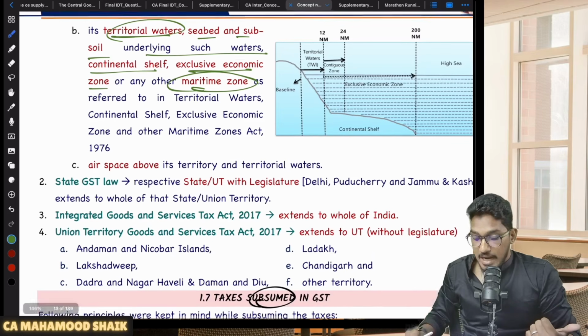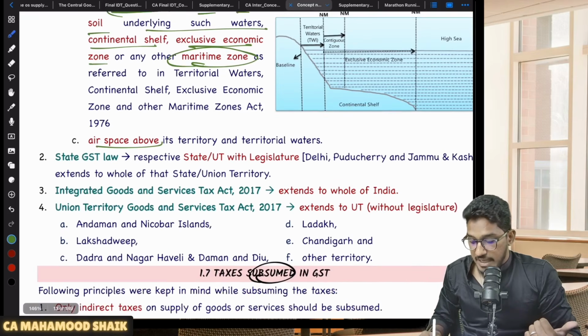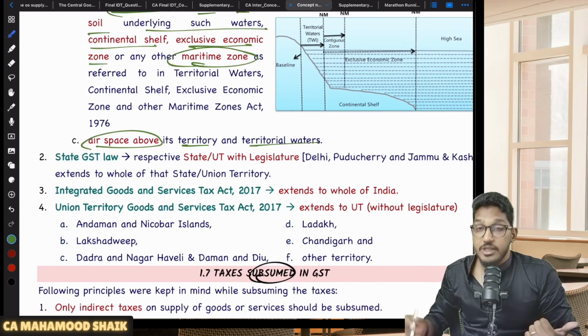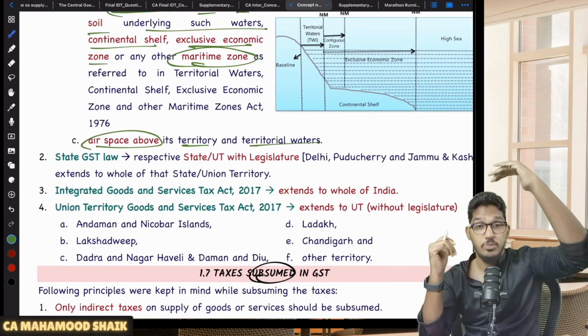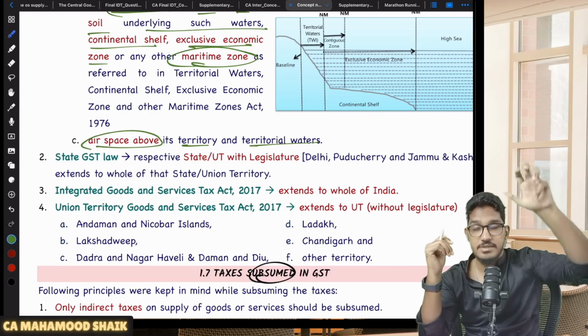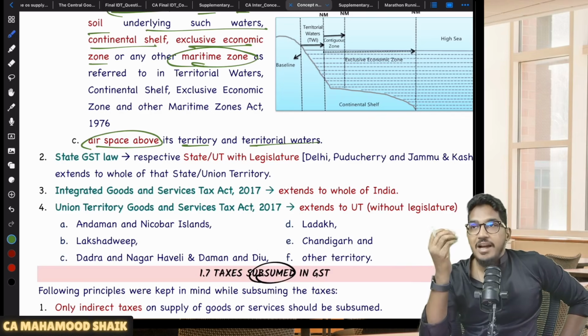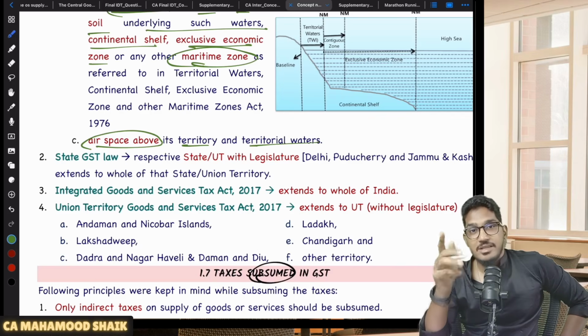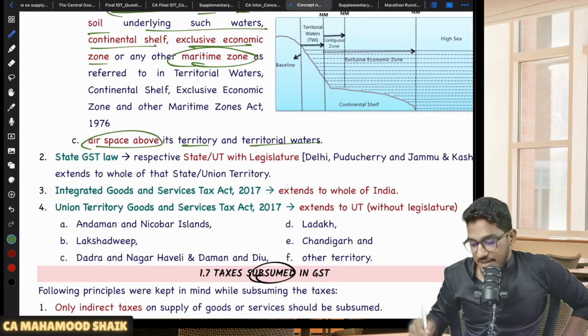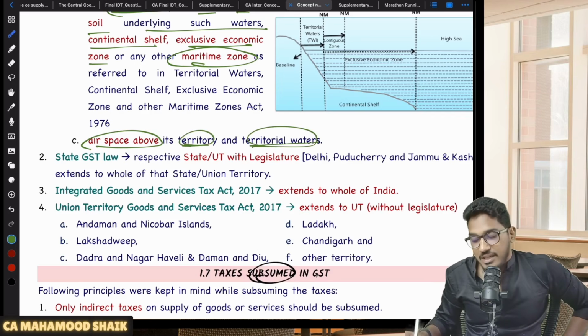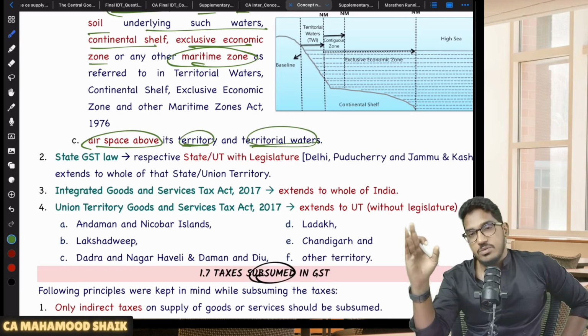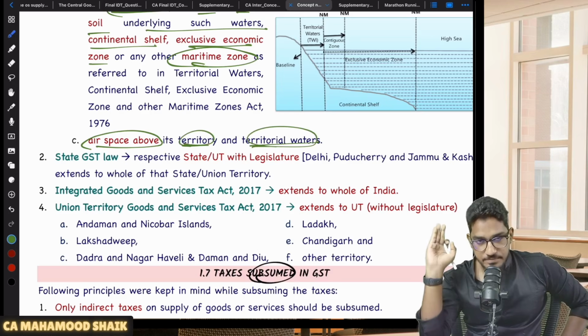Not just that, my dear students, even the airspace above its territory and territorial waters, above the landmass and above the territorial waters, whatever airspace is there, will also fall under the India definition. Let us say you're traveling on a plane and you purchase some food in the aircraft and eat it. That is also a supply, though it is not happening on the landmass. Who told you India is only landmass? That's why they are extending the definition.